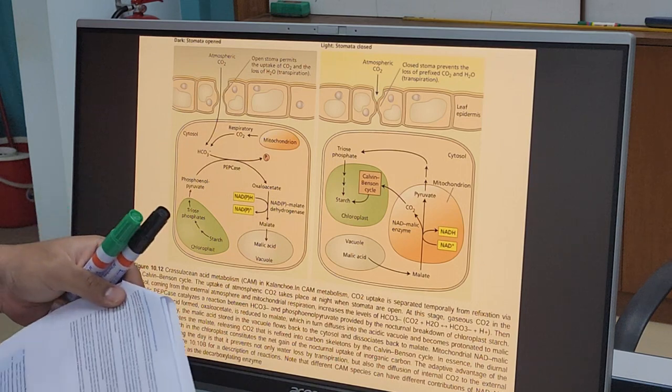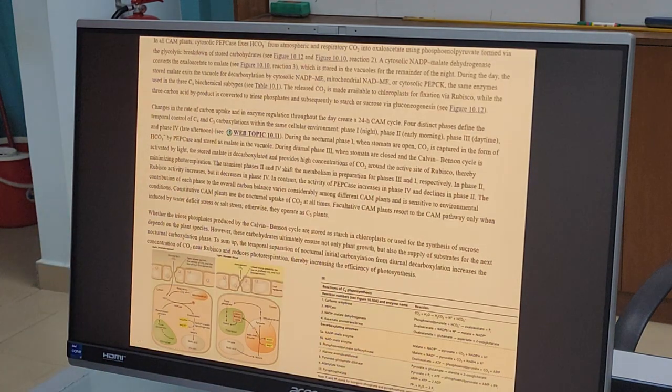I have enlarged this. So this is for your reference actually. What I want to highlight here is that even though it's happening within the same cell, there is no physical location for each of the carbon fixation and carbon assimilation to happen.